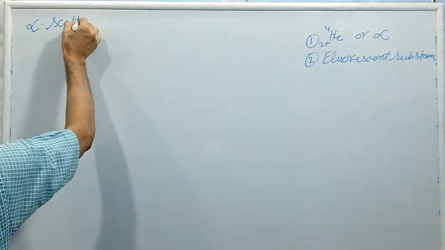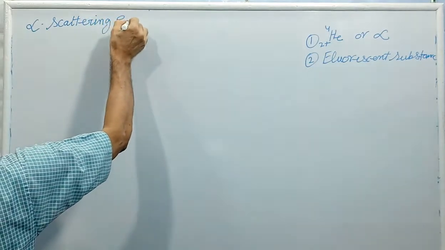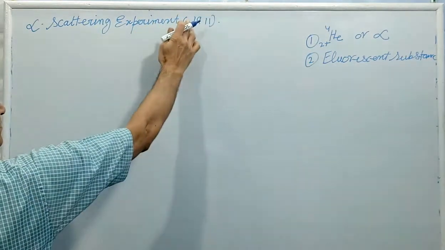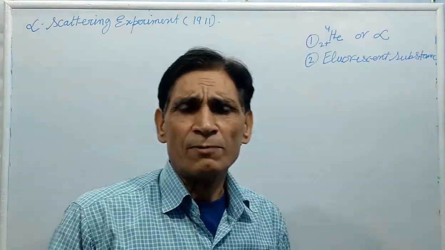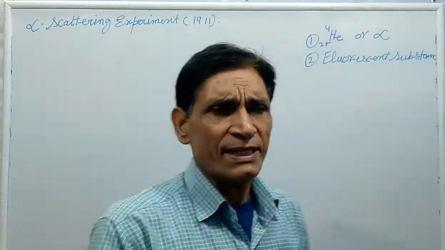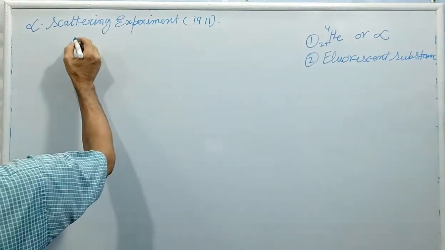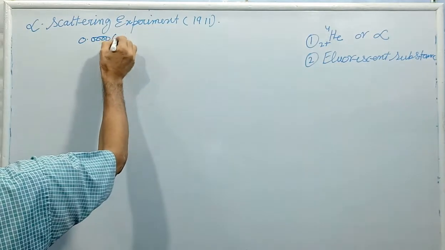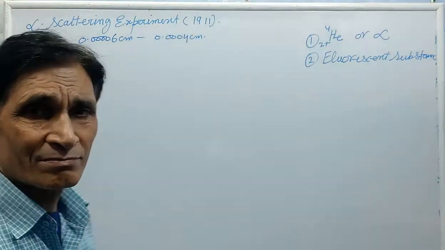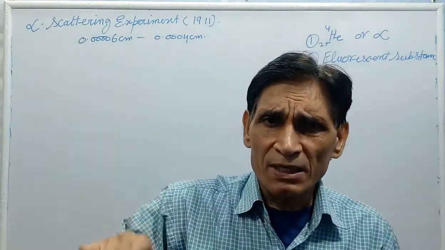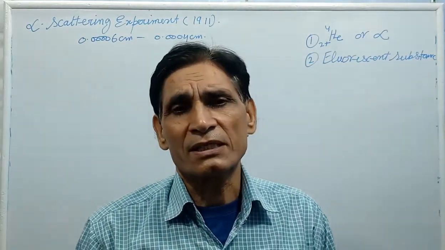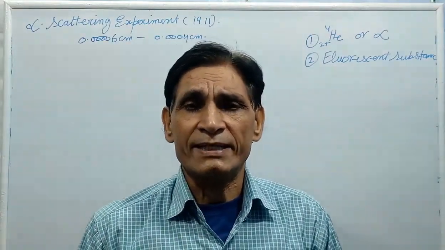Alpha scattering experiment. In 1911, Rutherford bombarded alpha particles on a thin gold foil of thickness around 0.006 centimeters to 0.004 centimeter. The gold foil was surrounded by a circular screen coated with a fluorescent material, zinc sulfide. It was carried out in an evacuated chamber, and he observed.